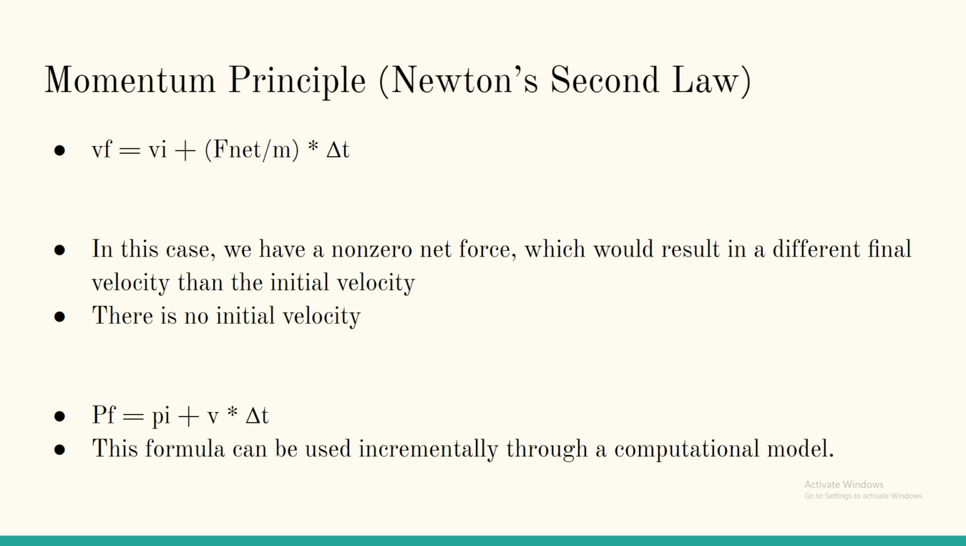A big component of this experiment is using the momentum principle with two main formulas, the velocity and position update formulas. The velocity update formula is: final velocity is equal to the initial velocity plus the net force divided by the mass times delta time. In this case, we have a non-zero net force, which would mean that the velocity would be changing. We drop an object from rest, so there is no initial velocity. The position update formula is: the final position is equal to the initial position plus velocity times time. Both these formulas will be used incrementally through our computational models.